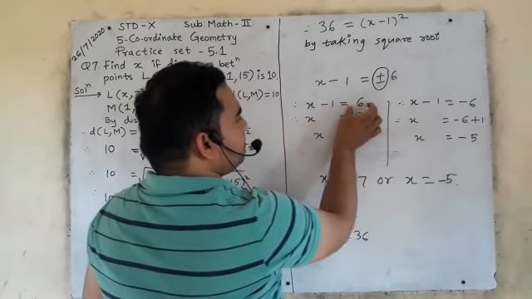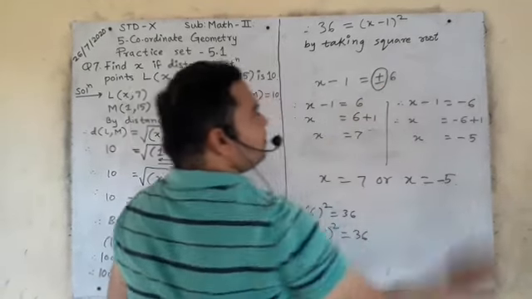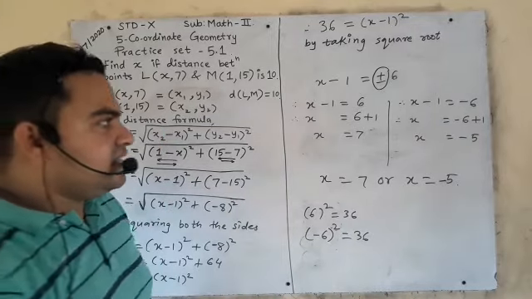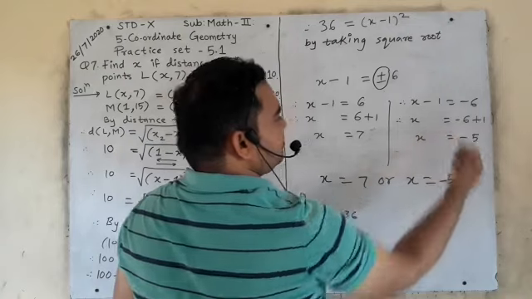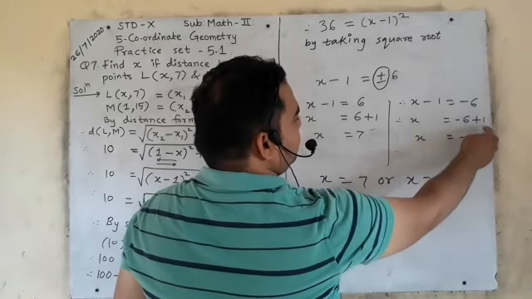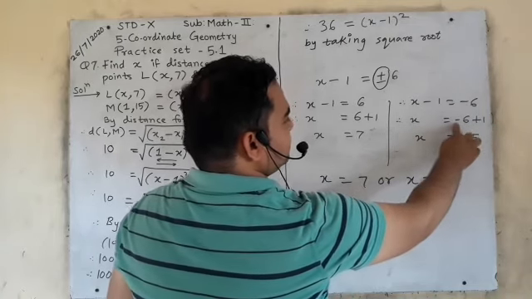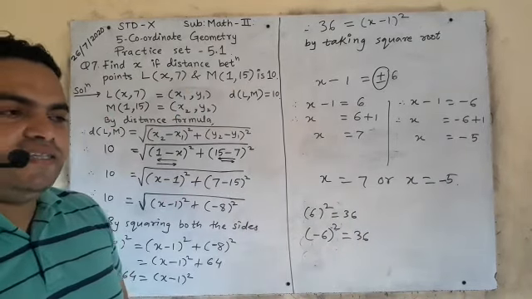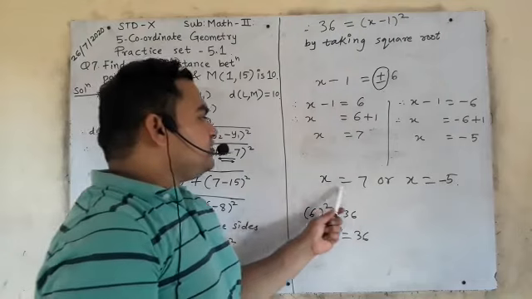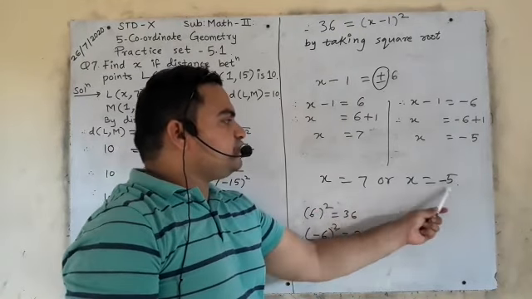Once we took plus 6 here, now we will take minus 6 here. Is it clear? So this minus 1 will go there, it will be plus 1. Plus minus minus. So 6 minus 1, 5. Bigger number is 6, so the sign is minus. So answer came x is equals to minus 5. So what is the answer? x is equal to 7 or x is equals to minus 5.